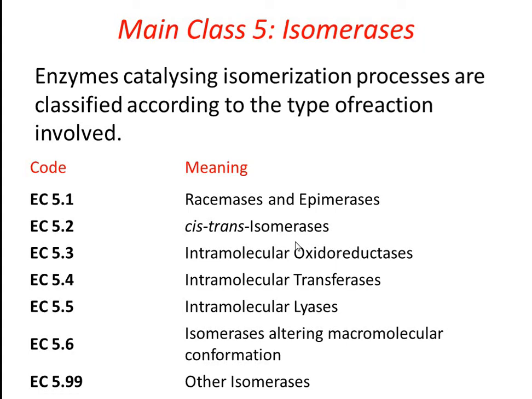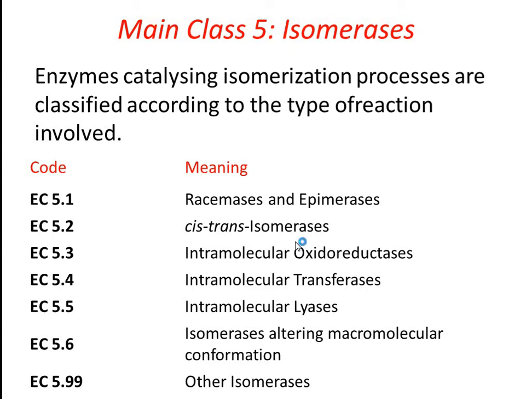The second digit involves the type of reaction. If the second digit is 1, it means these are racemization or epimerization reactions. If it is a 2, then these are cis-trans isomerization reactions. If it is a 3, these are intramolecular oxidoreductase reactions. If it is 4, these are intramolecular transferases.